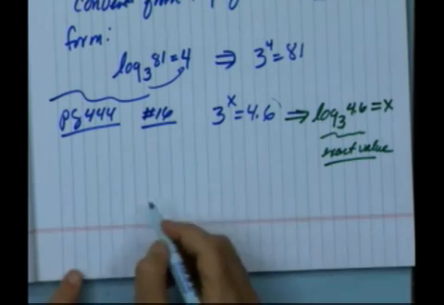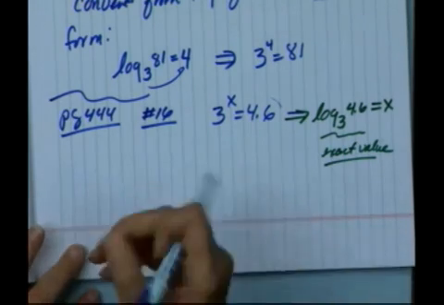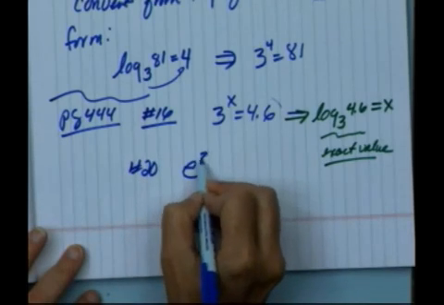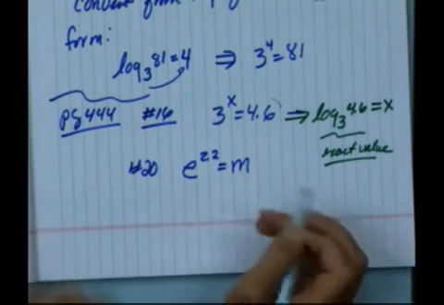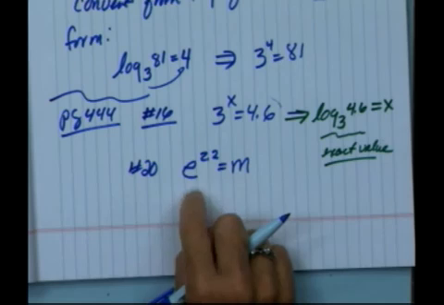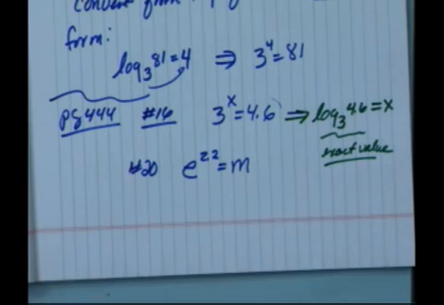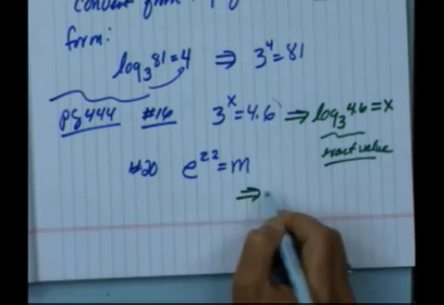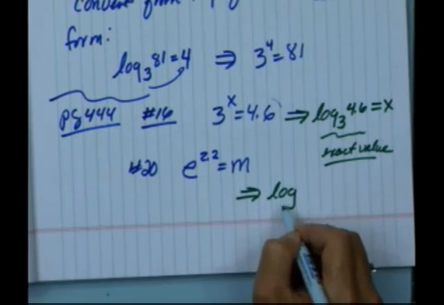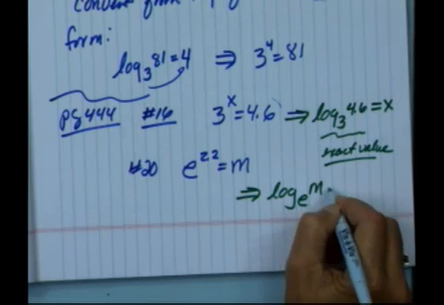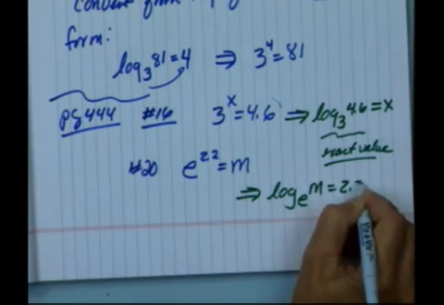Number 16 was a piece of cake, right? So let's go to number 20. e to the 2.2 equals m. What kind of exponential function is this? The natural exponential. There's not a log there yet. Let's convert that to log form. It's going to be log to what base? Log base e of m equals 2.2.